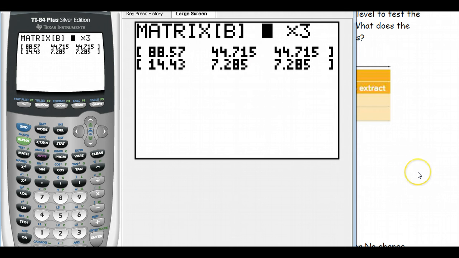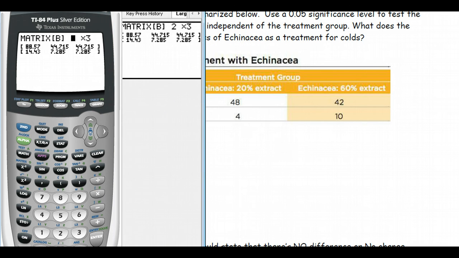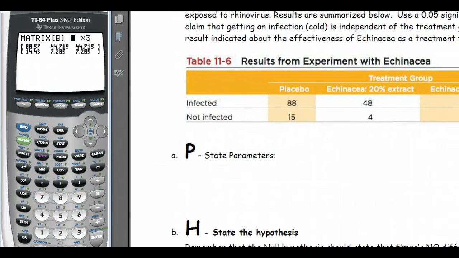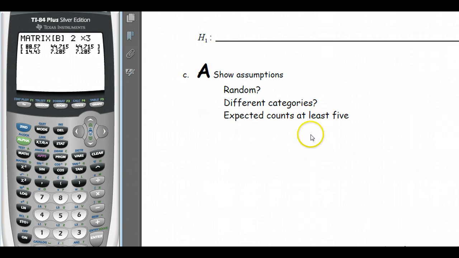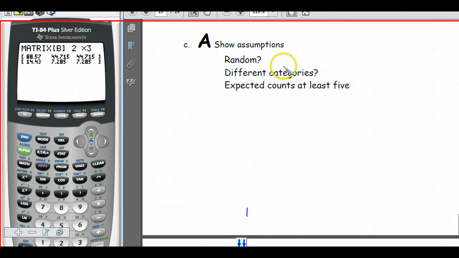So what we're going to do here is write this down. So I'm going to make this a little bit smaller here. And let's go here. I'm going to move this over. And under my assumptions, we did the random, we talked about the categories, the expected counts at least 5. Let's say expected equals, and I'm going to pretty much write this matrix here. So 88.57.